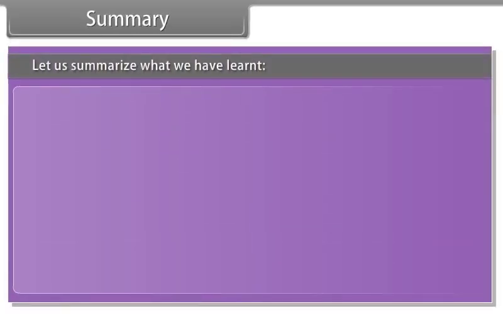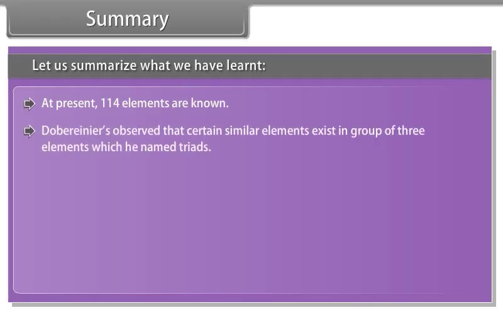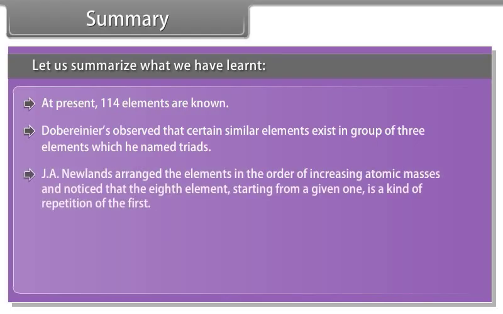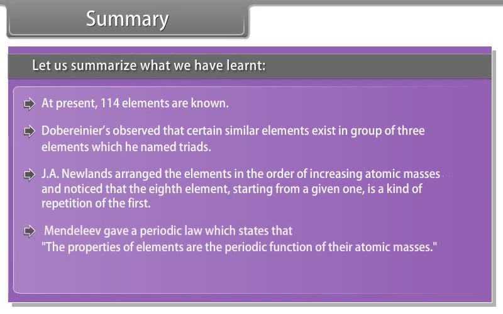Summary. Let us summarize what we have learned. At present, 114 elements are known. Dobereiner observed that certain similar elements exist in groups of 3 elements, which he named triads. J. A. Newlands arranged the elements in the order of increasing atomic masses and noticed that the 8th element starting from a given one is a kind of repetition of the first. Mendeleev gave a periodic law which states that the properties of elements are a periodic function of their atomic masses.